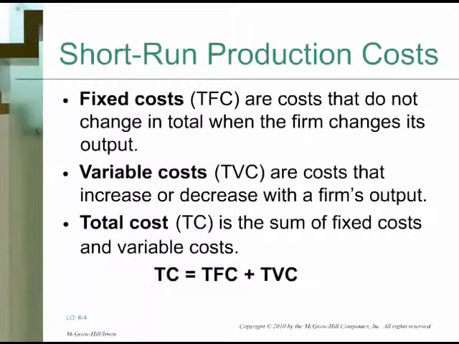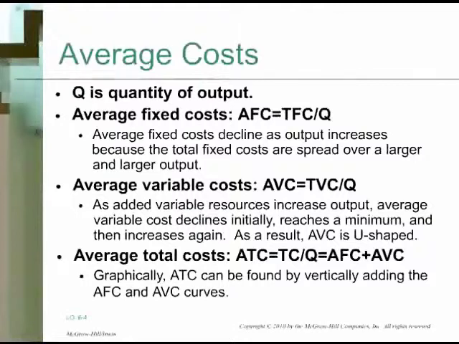Consider production costs in the short run. Fixed costs are costs that do not change in total when the firm changes its output. Variable costs are costs that increase or decrease with a firm's output. Total cost is the sum of fixed costs and variable costs. Let Q denote the quantity of output. Average fixed costs are total fixed costs divided by total output. Average fixed costs decline as output increases because the total fixed costs are spread over a larger and larger output.